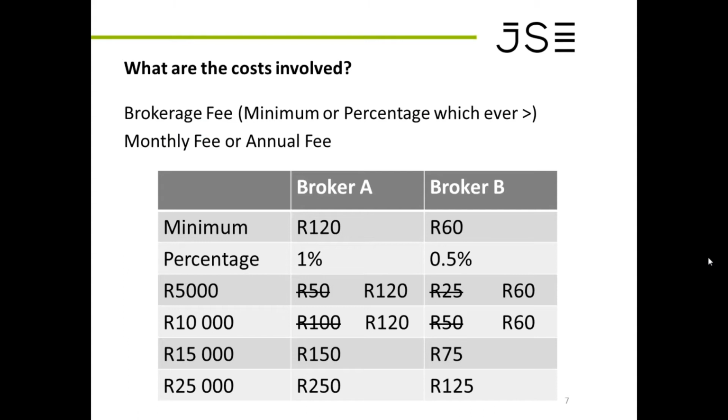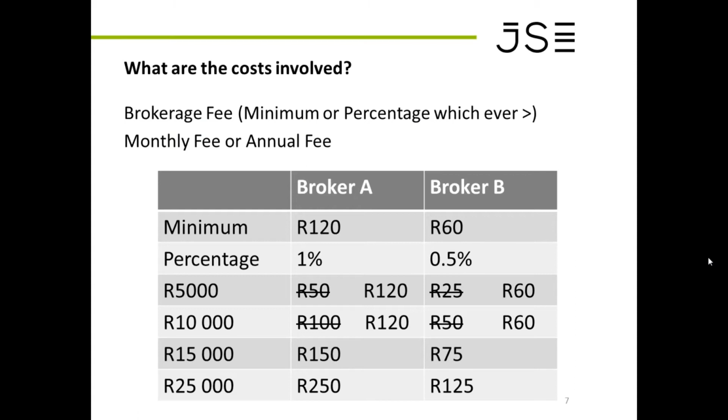But once it gets over a certain threshold, you can see here, 15,000 at 1% is 150 Rand. So it's greater than the 120 minimum, and you'll be charged the 150, the 1%. If you went and spent 25,000 Rand on a share in a company, and you were charged 1% with that broker A, you would pay 250 Rand. You would not pay the minimum because why? The minimum is not as big as the 250 Rand. So that's how it works with a broker.